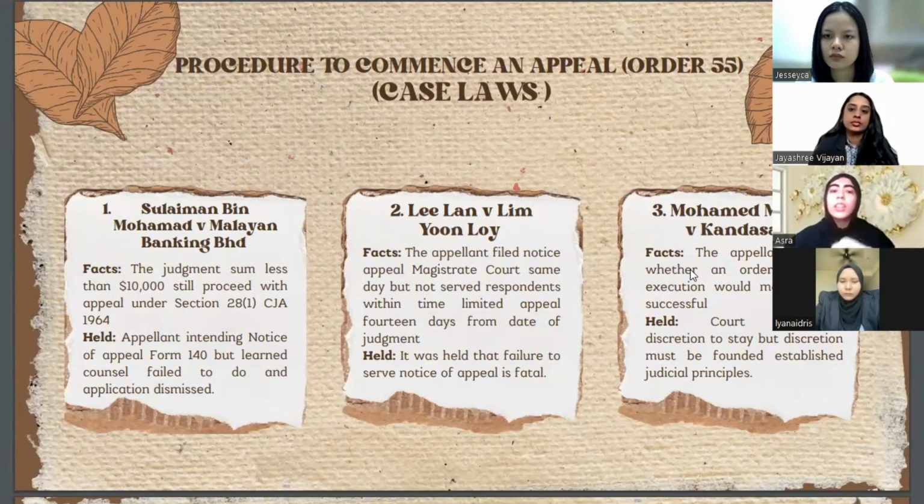So the third case is Muhammad Mustafa v Kandasamy. It was held that the court has unfettered discretion to grant a stay, but such discretion must be founded upon established judicial principles. One of the determining factors for consideration is whether, by making an order for stay of execution, it will render the appeal, if successful, nugatory, in that it will depend on the appellant and the results of the appeal. How pertinent that factor is will depend on the circumstances of each case.